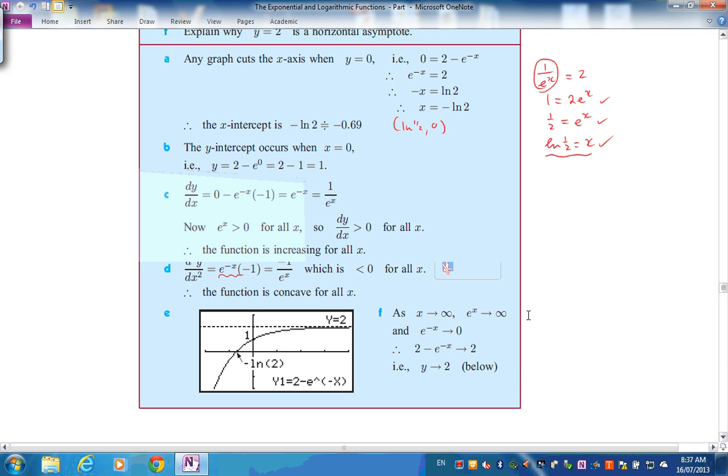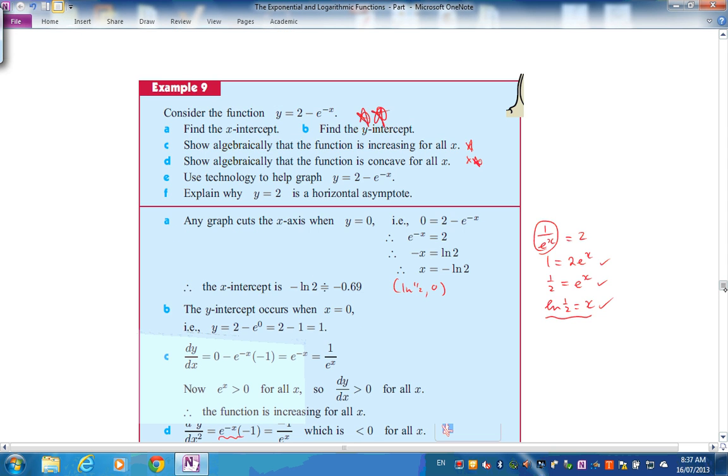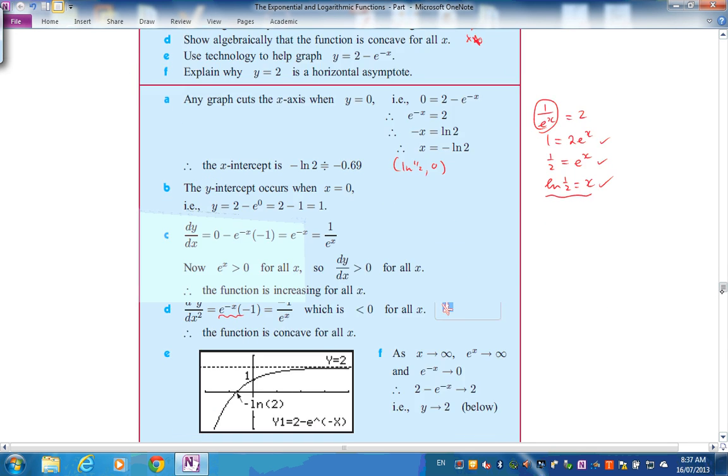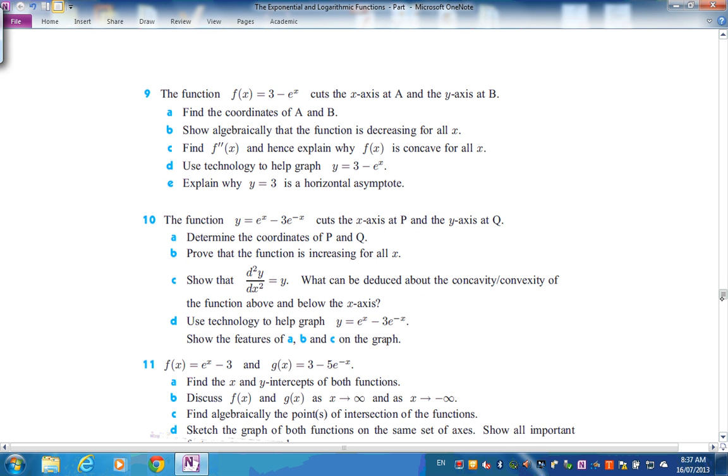Then finally our discussion of the asymptotes here. As x tends to infinity, e to the x tends to infinity. Can you see that? Yep. And e to the neg x tends to naught. So therefore what's it going to tend to? It's going to tend to 2. Okay, our original function is going to tend to 2. Let's go up and have a look at our original function right up here. So our original function up there is going to tend to 2 if e to the neg x tends to naught.